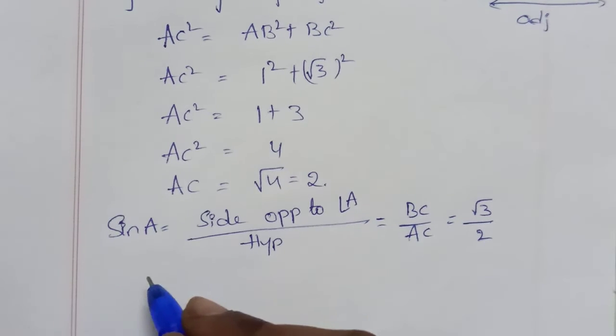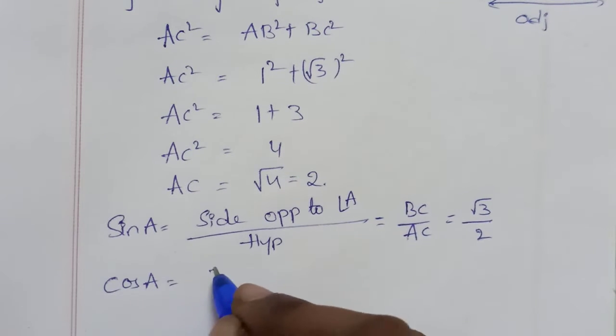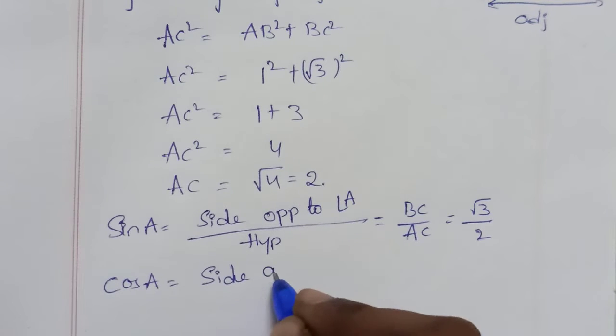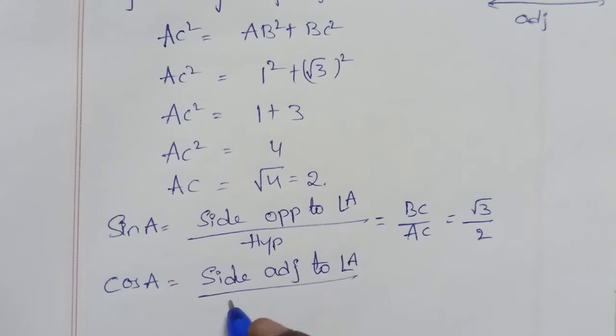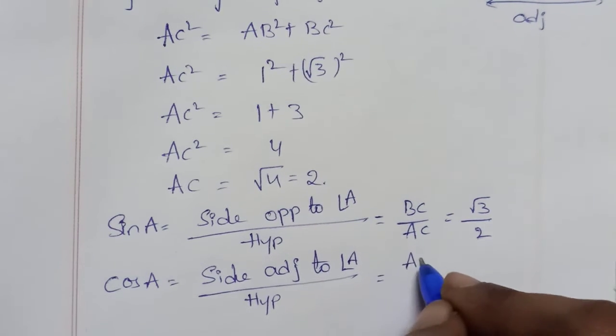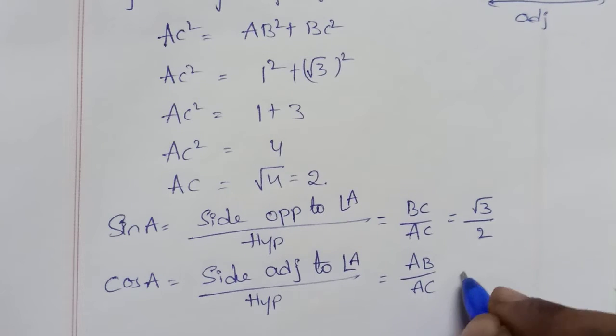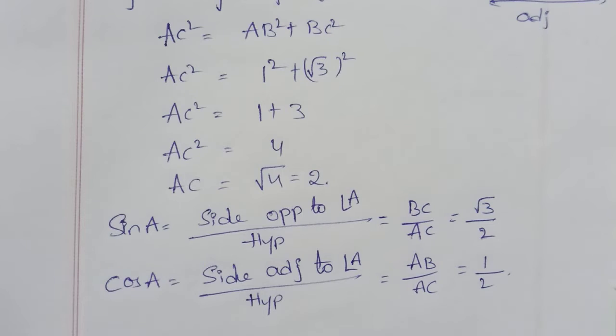Now we have to find the value of cos A. That is equal to side adjacent to angle A by hypotenuse. That is equal to AB by AC. AB length is 1 and AC length is 2.